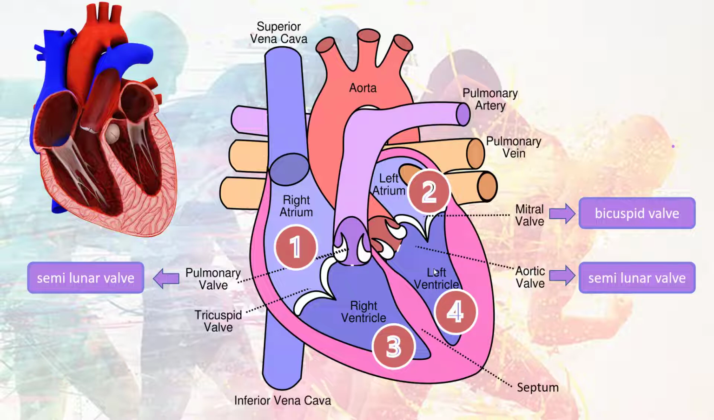Just a reminder that valves are there to ensure that blood flows only in one direction. You can see that they're shaped such that they do not allow blood to flow back from where it came from, so it prevents backflow of blood to ensure that blood goes in only one direction, and the direction that it's supposed to go into.